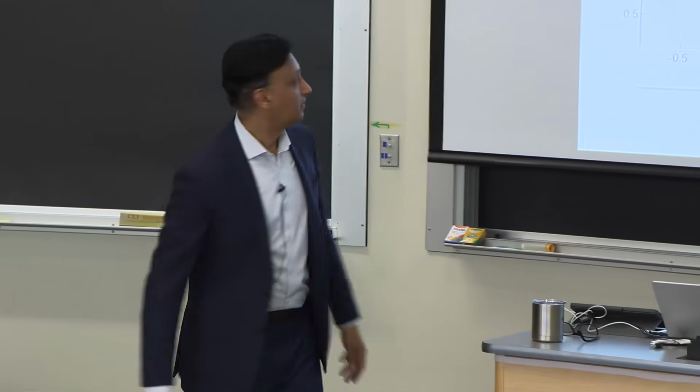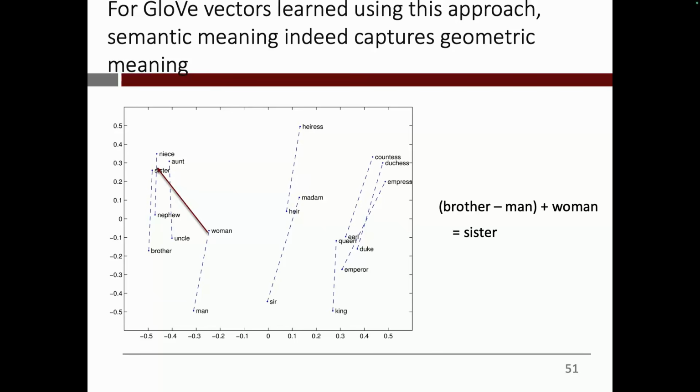Okay, all right, so let's keep going. So here the algebra is brother minus man plus woman is sister. That's it, human biology reduced to a single sentence.